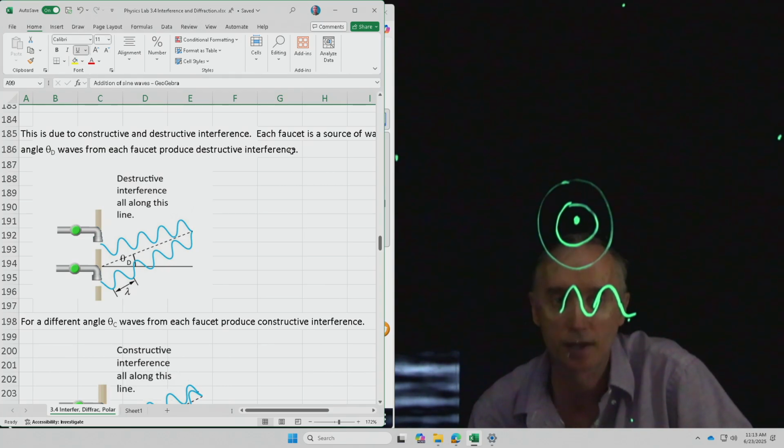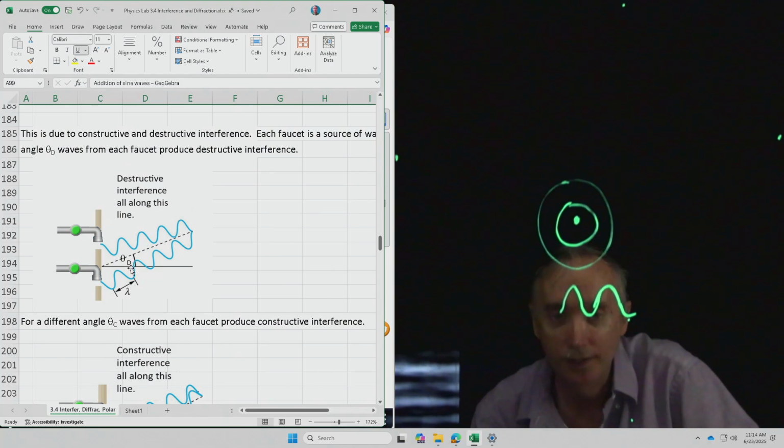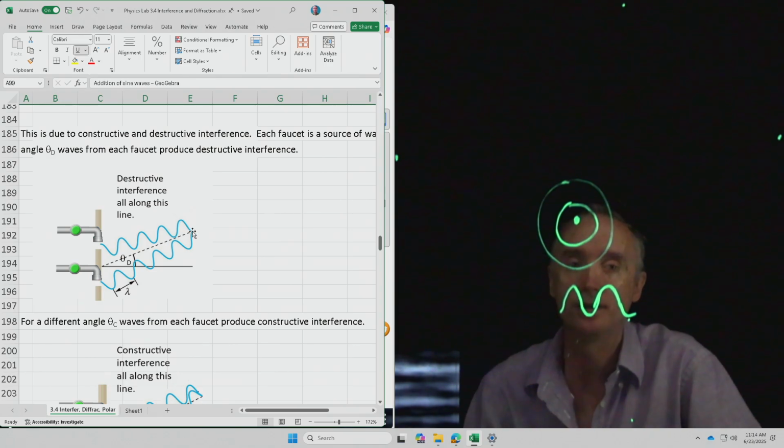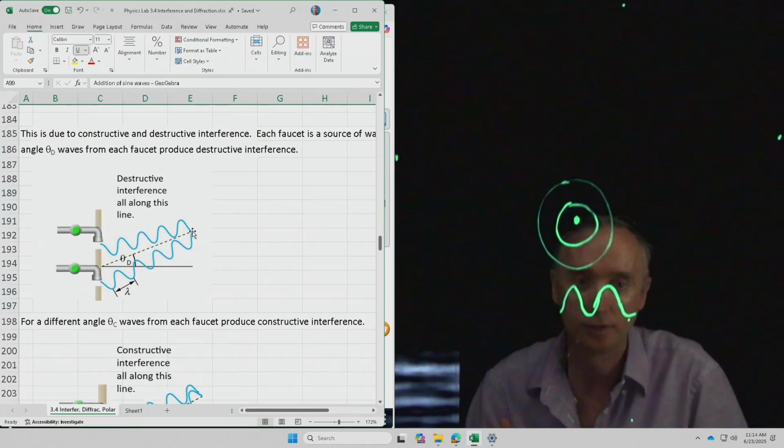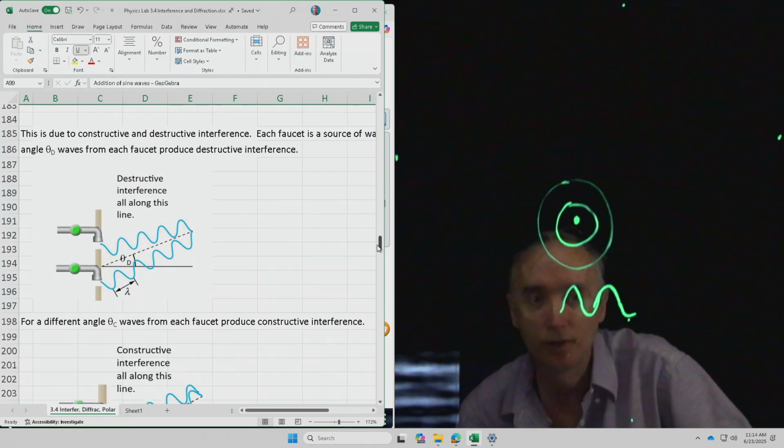and each faucet is a source of waves. Now look at this one here. So here you've got this blue line represents the waves being produced by this faucet down here. This blue line represents the waves being produced by this faucet here. And then do you see that when this one's going up, this one's going down? So that is which one? Constructive or destructive interference.